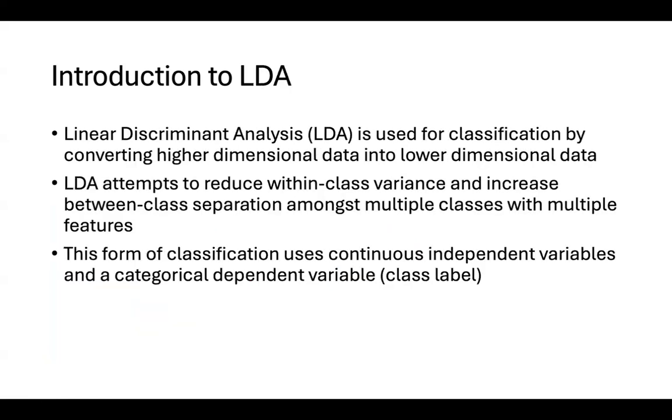So linear discriminant analysis, or LDA, is used for classification by converting higher dimensional data into lower dimensional data. LDA attempts to reduce within-class variance and increase between-class separation amongst multiple classes with multiple features. This form of classification uses continuous independent variables and a categorical dependent variable, otherwise known as a class label.